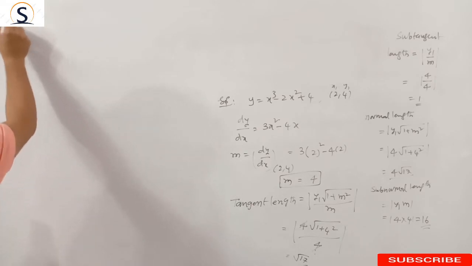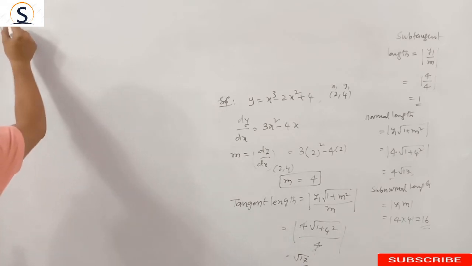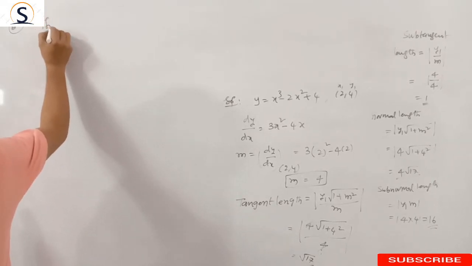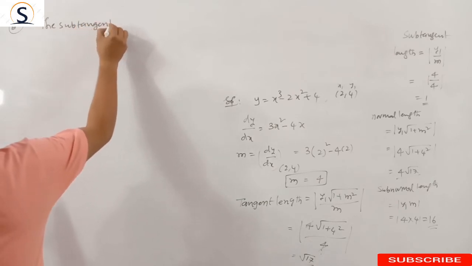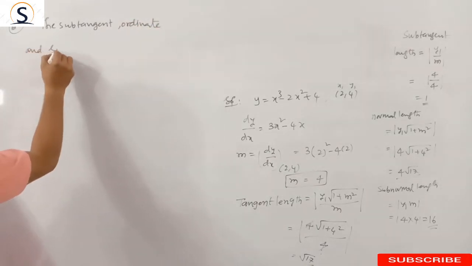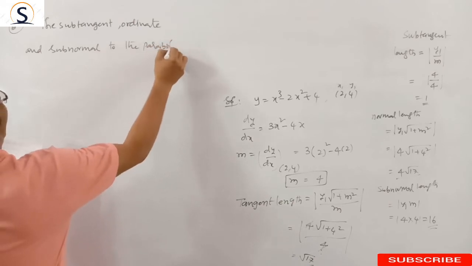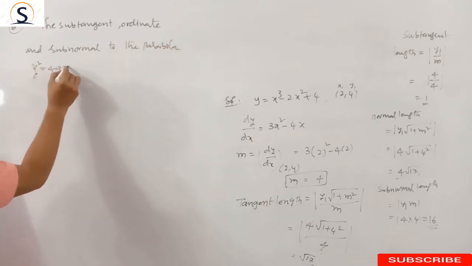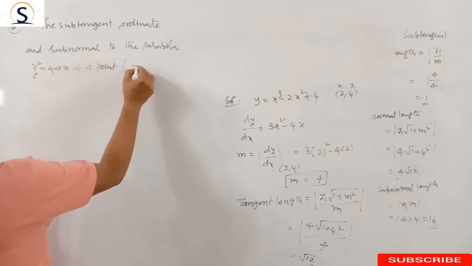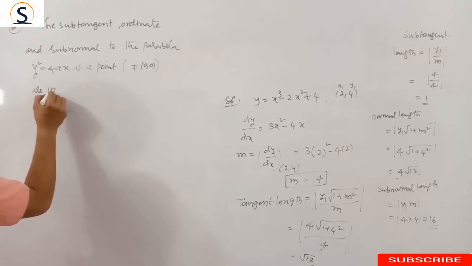This is the sixth question. The subtangent, ordinate and subnormal to the parabola y square is equal to 4ax at a point not equal to 0, 0, that is different from the origin, are in dash.